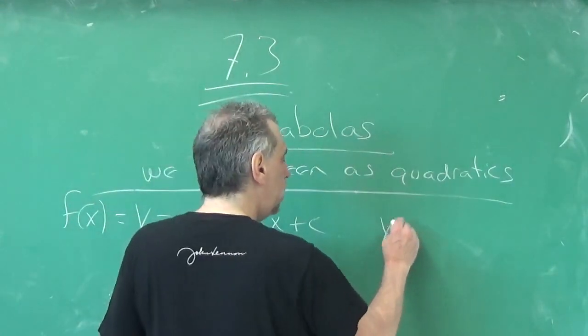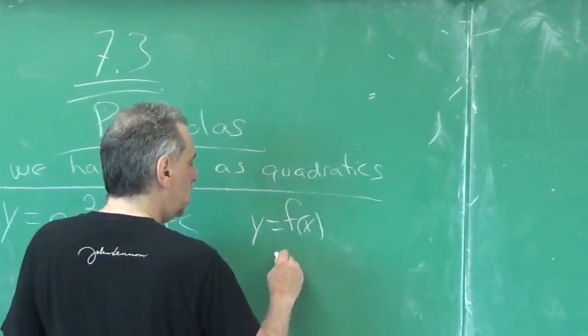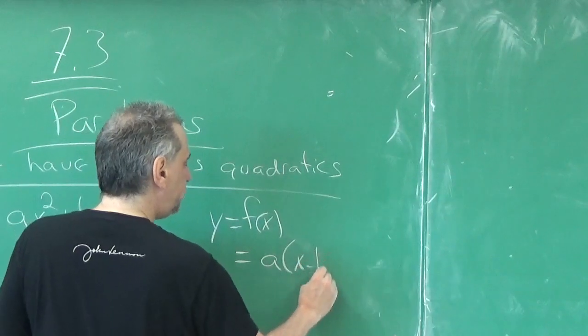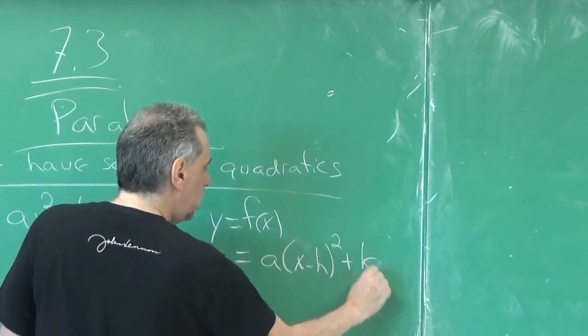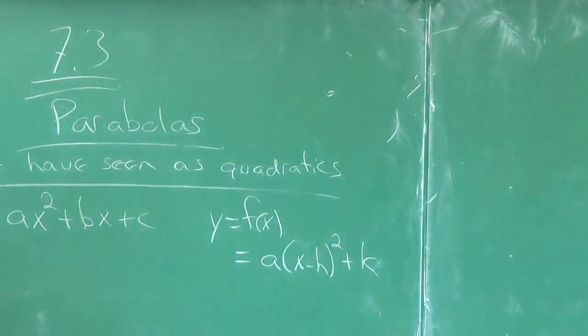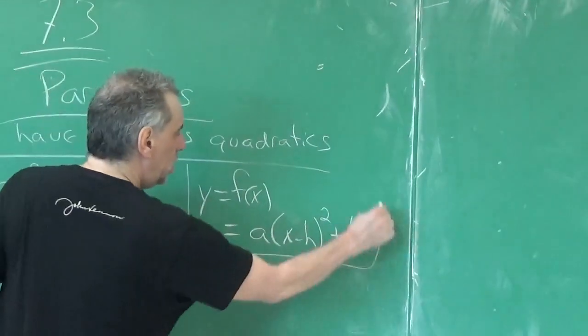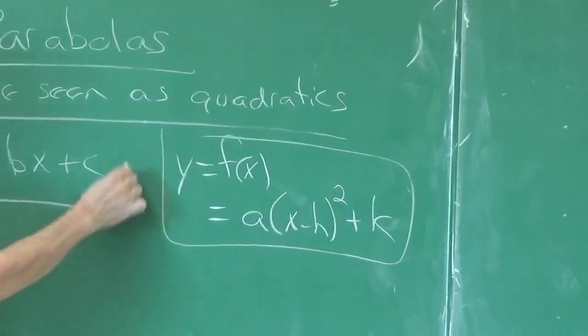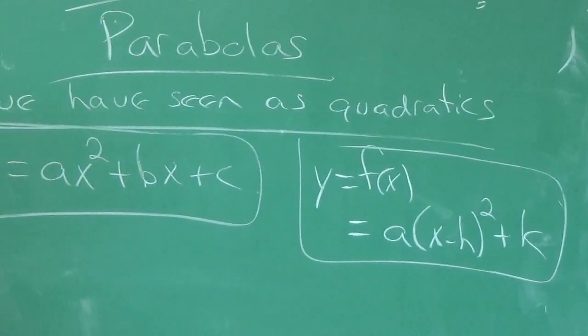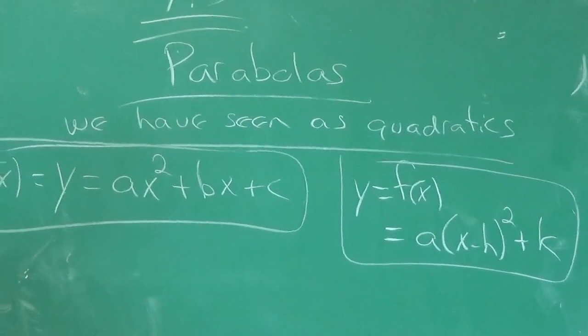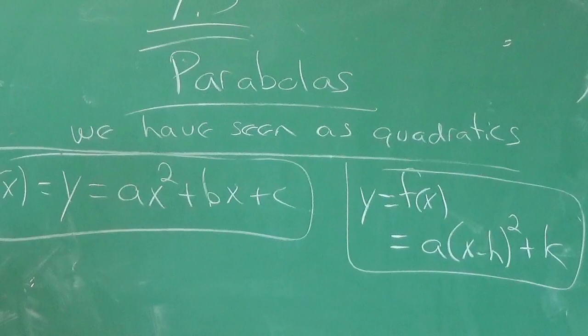And we also saw this form of the quadratic, which was just another way of writing a quadratic function. Both of these were parabolas, right? And we said the a value tells us whether it opened up or down.